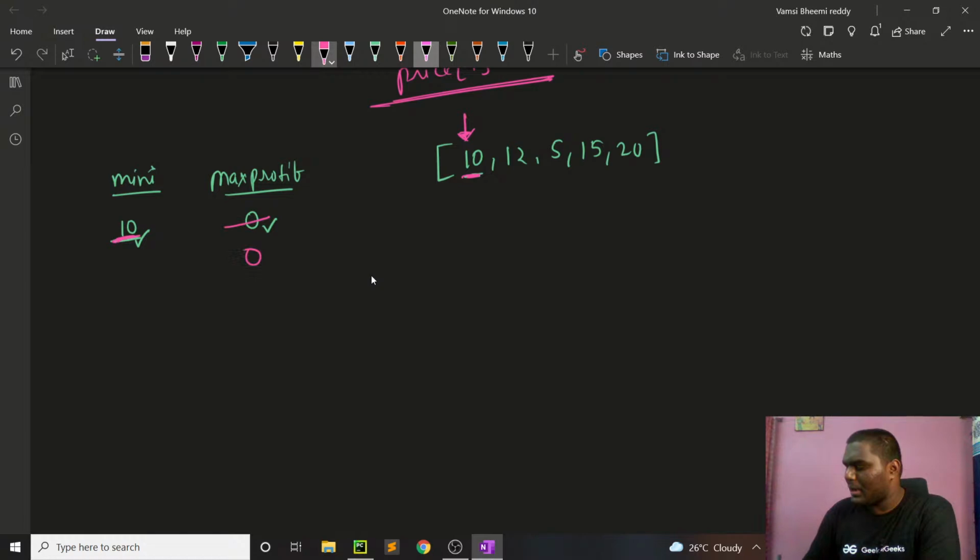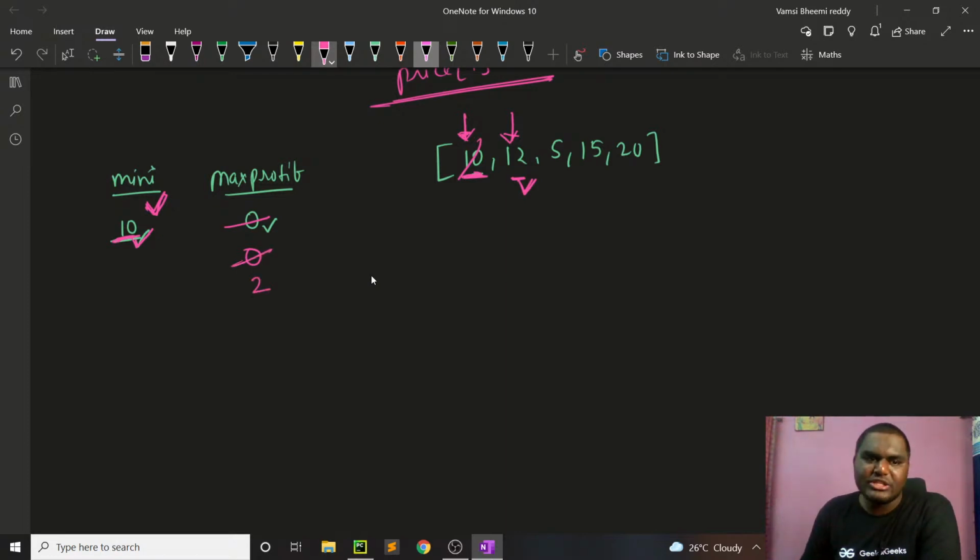Now I will check whether the current day is less than the minimum mini. So no, 10 is the minimum, so I won't change my mini. Now I will go to the next day. I will sell at this price and buy at the minimum. The minimum is 10 and I am selling at 12. If I do that, the maximum profit that I can get is 2. So 2 is greater than 0.